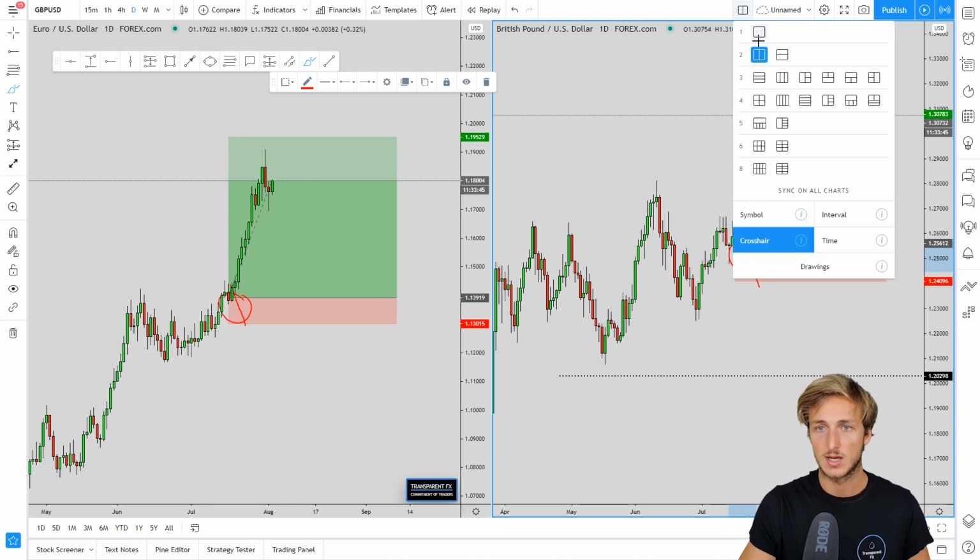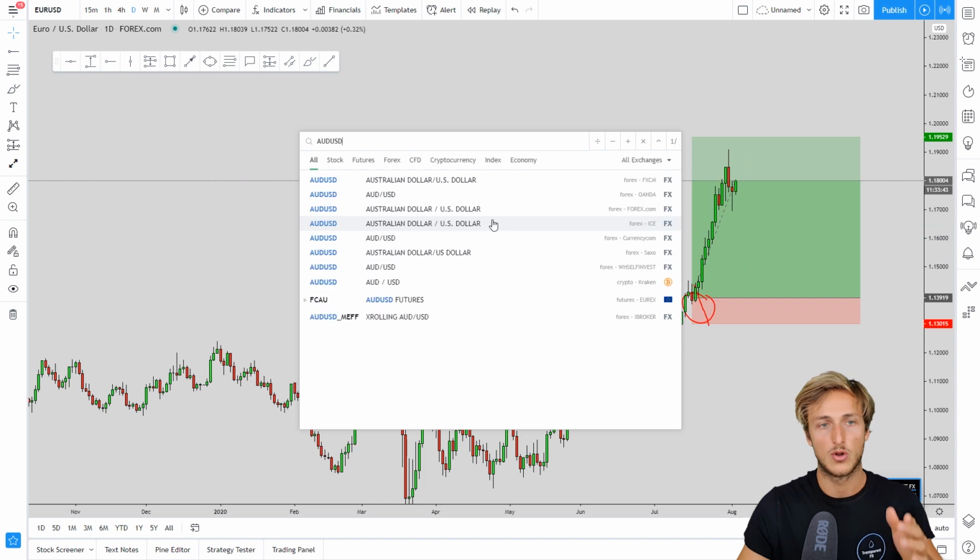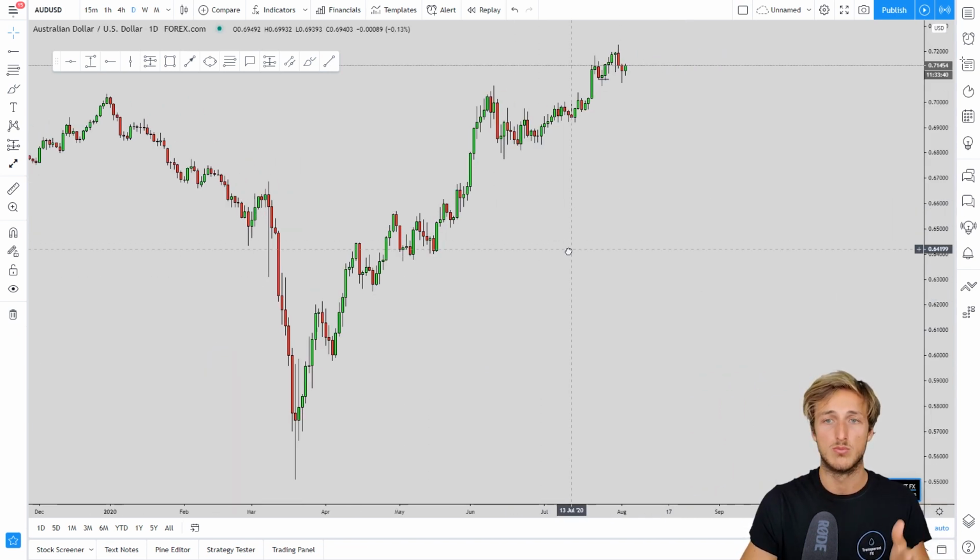Now that we have spoken about this, let's go and see what we have on AUD USD and let's make a full breakdown on the pair.